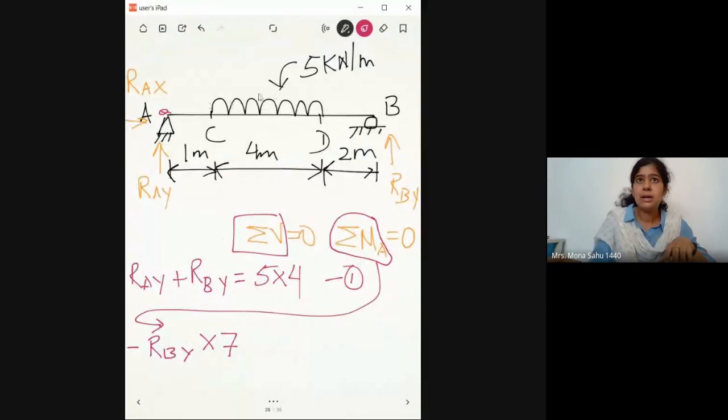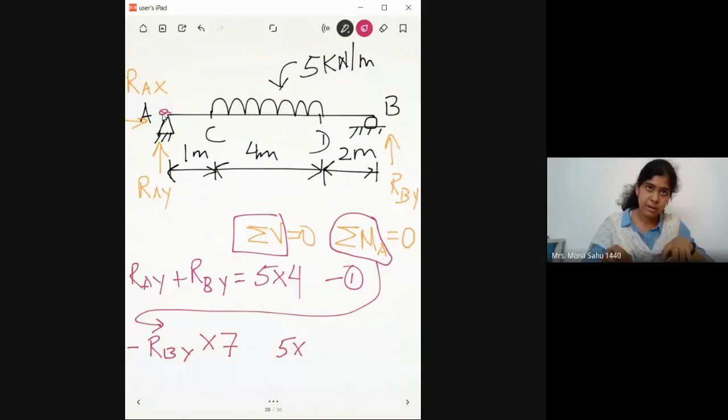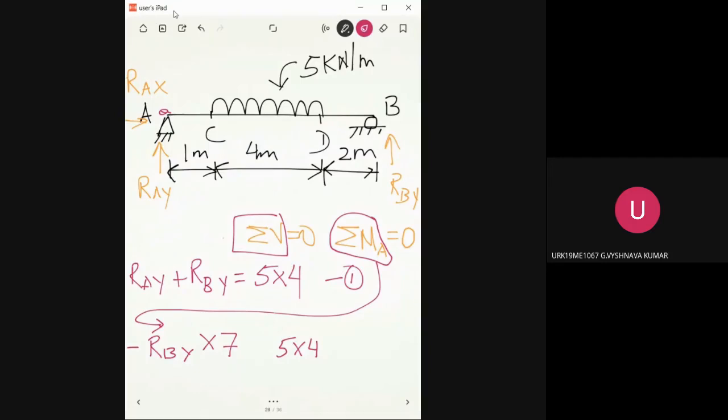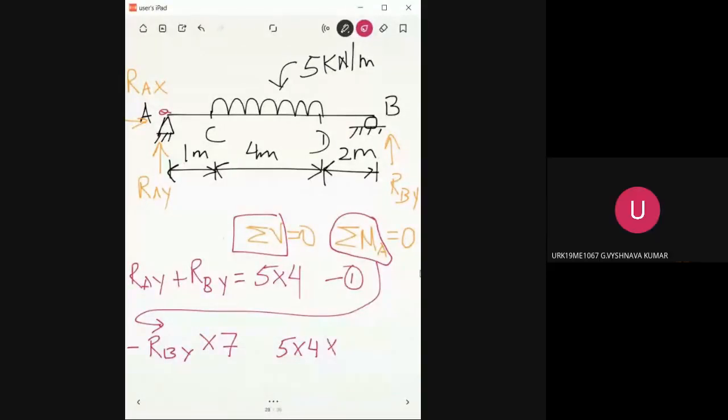Next force is 5, the UDL. So we are going to calculate the moment of the load, uniformly distributed load, 5 kilonewton per meter with respect to A. So can you tell me the magnitude? We'll do the magnitude first and then we'll go for direction. Okay. So load is 5 into 4, into then 5 by 2. Who is answering? Okay, Vaishnav. Only Vaishnav is answering. What about the rest? Into 5 by 2.